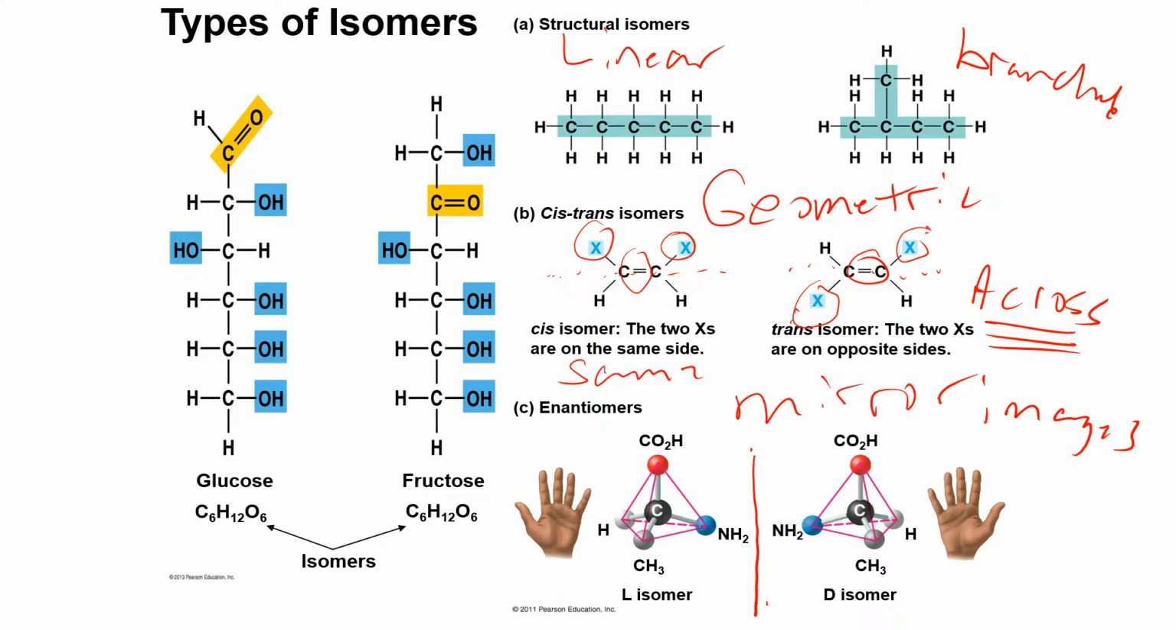But here's the thing. If you try to overlay your left over your right hand, it doesn't fit perfectly. Your thumb is where your pinky is, and your pinky is where your thumb is. So it's not a perfect fit. And when you're dealing with an enantiomer, it doesn't matter how you spin or rotate the molecule. These side groups, these functional groups, are never going to be in alignment with one another.